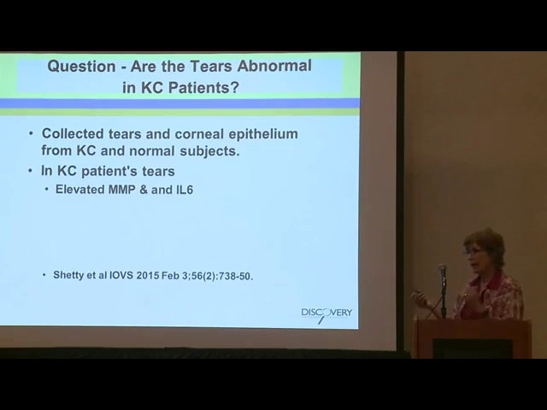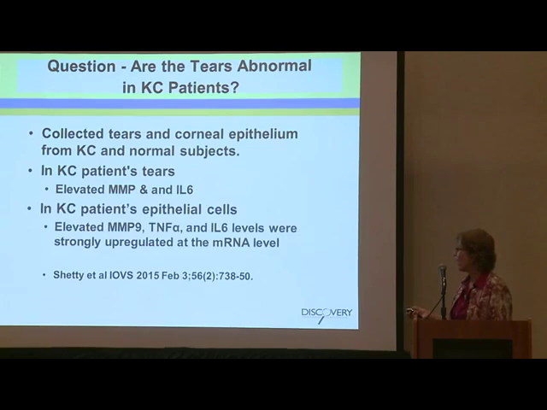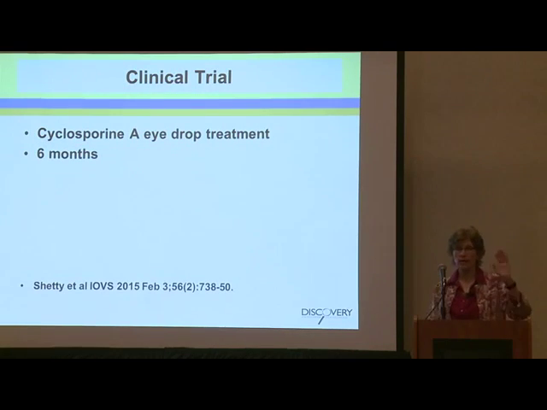And they found, when they analyzed them, that the tears had higher levels of the degradative enzymes and inflammatory proteins. These should not be at high levels. And in the cells themselves, they had high levels of the degradative enzymes and even a greater number of inflammatory proteins. So what they said is, okay, there's oxidative damage, stress going on. What if we treat the patients for 6 months with an anti-inflammatory product? And that's called cyclosporin. It's an eye drop that can be used in ophthalmology.